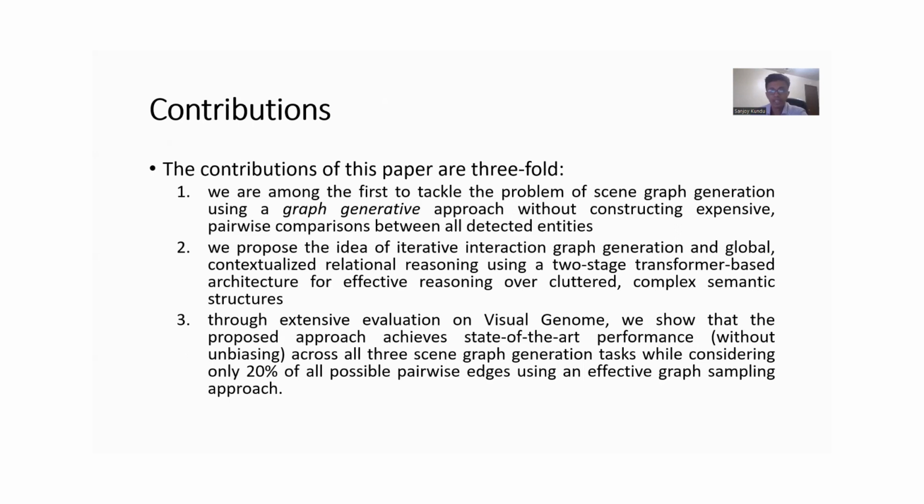We make three key contributions. First, we tackle the problem of scene graph generation with a graph generative approach without constructing expensive pairwise comparisons. Second, we propose the idea of iterative interaction graph generation and global contextualized relational reasoning using a two-stage transformer-based architecture. Lastly, we show that the proposed approach achieves state-of-the-art performance across all three scene graph generation tasks while considering only 20% of all possible pairwise edges.